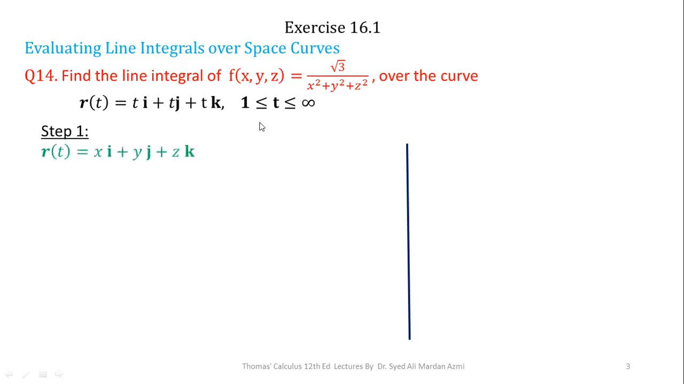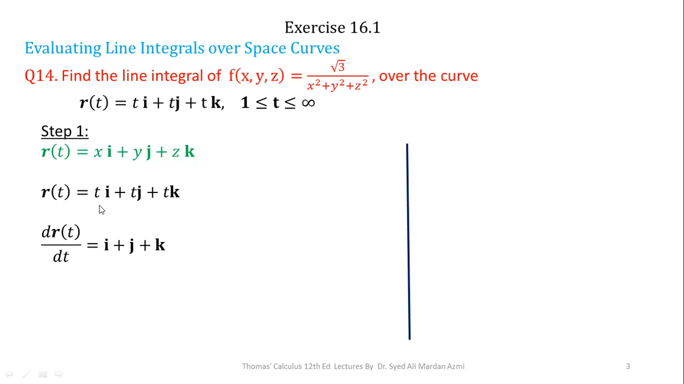So in step number 1, please note that r of t is actually xi plus yj plus zk. If you compare these two equations, the value of x is t, the value of y is t here, and the value of z is t. So in the next step, after knowing this thing, we can calculate the derivative of r of t.